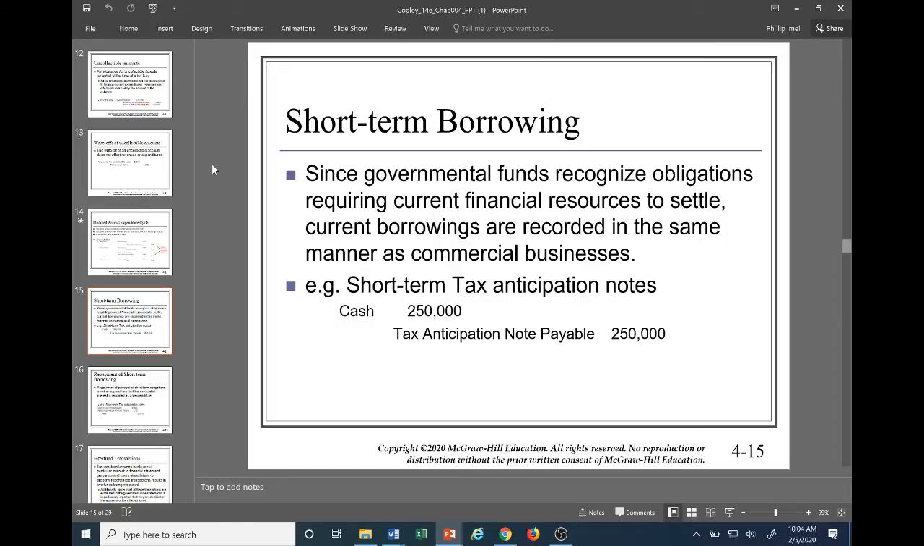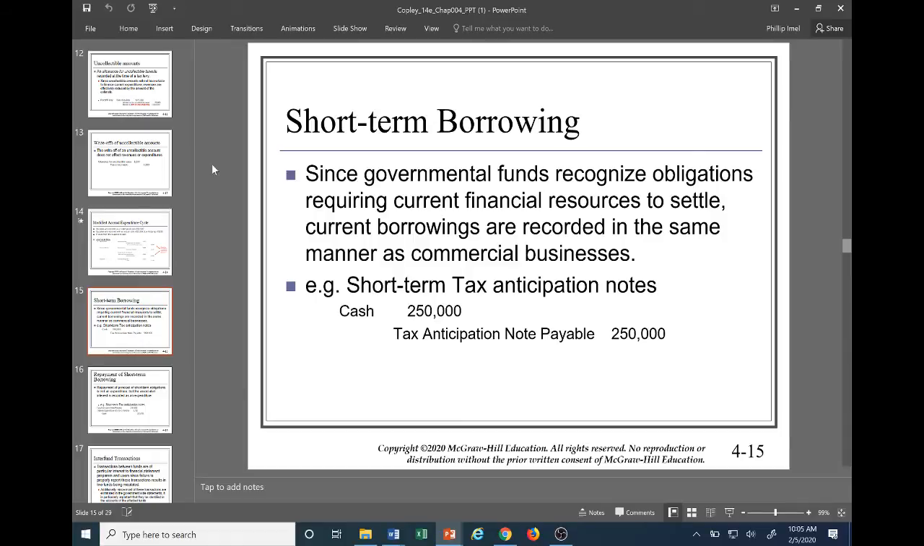So what they'll do is they'll go to a bank and actually take out a short-term tax anticipation note. What that is pretty much is just telling the bank, hey, we've got these taxes coming in, and we just need a short-term note. So it's just known as a short-term tax anticipation note.